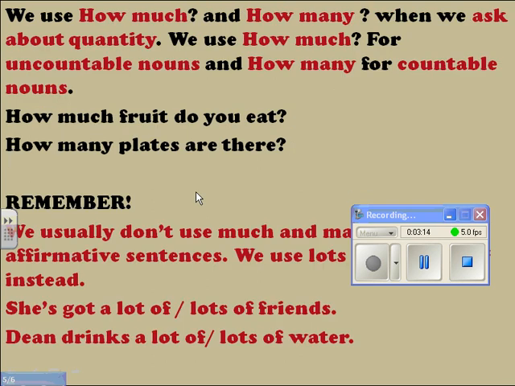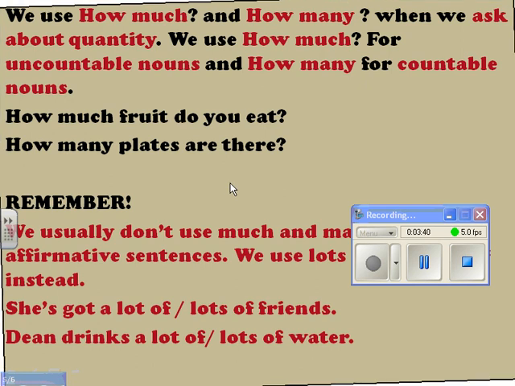Okay. Now, let's move to how much and how many. We use how much and how many when we ask about quantity. We said that we use much with uncountable nouns and many with countable nouns. So here, we use how much for uncountable nouns and how many for countable nouns. How much fruit do you eat? How many plates are there?